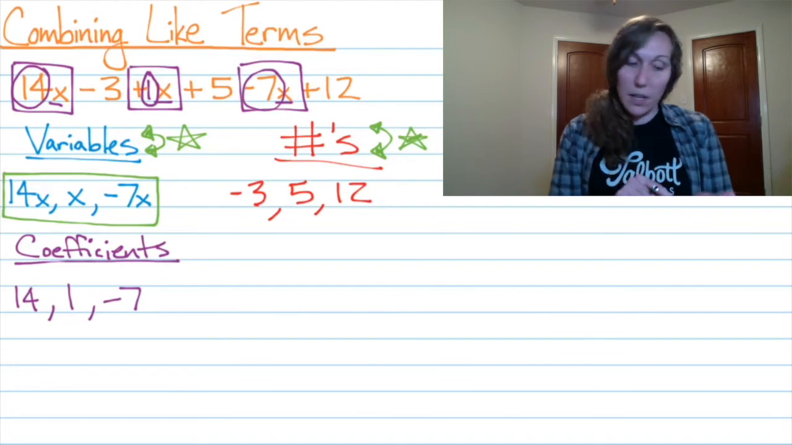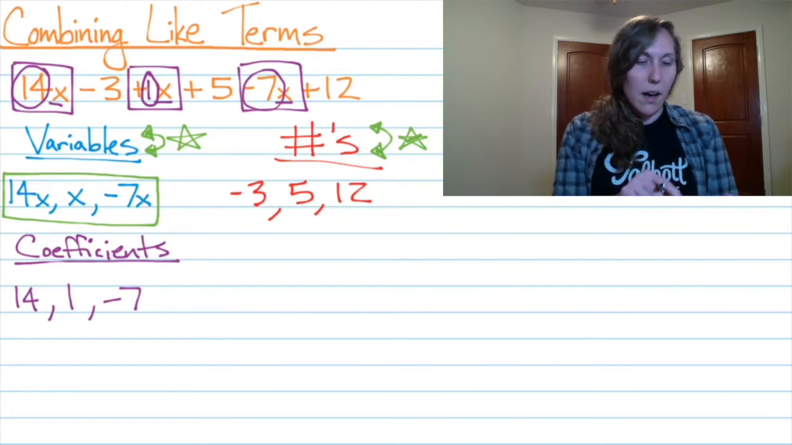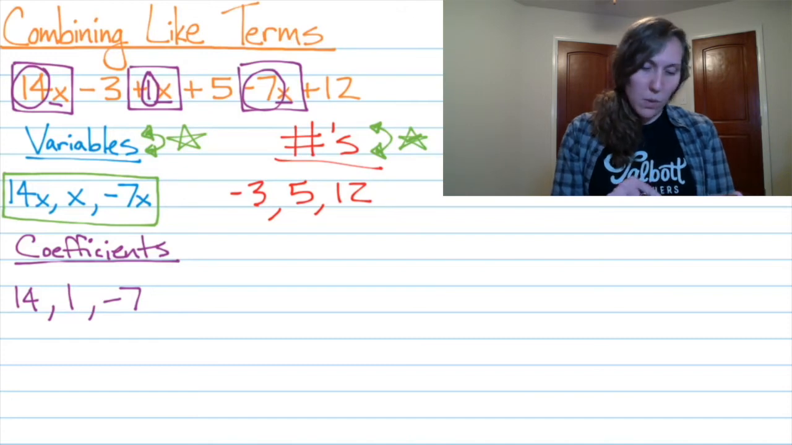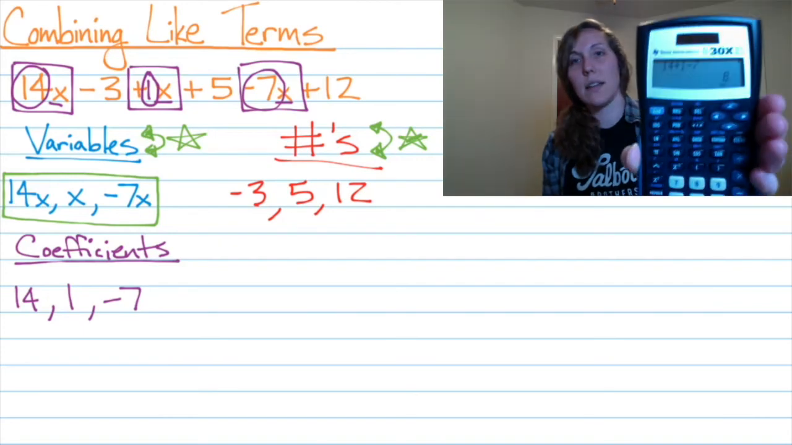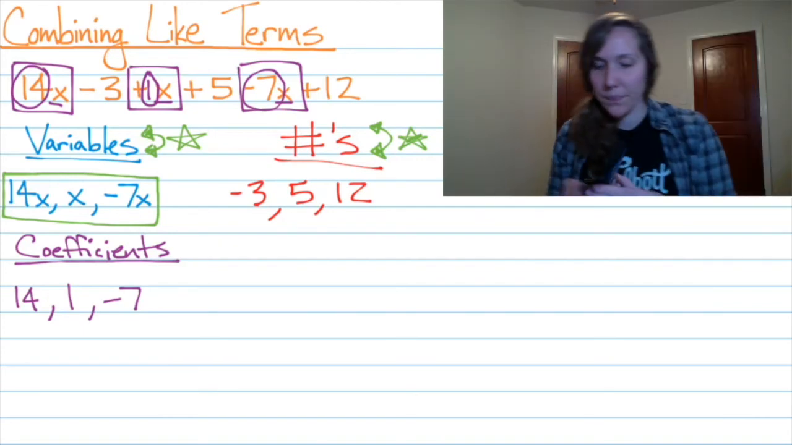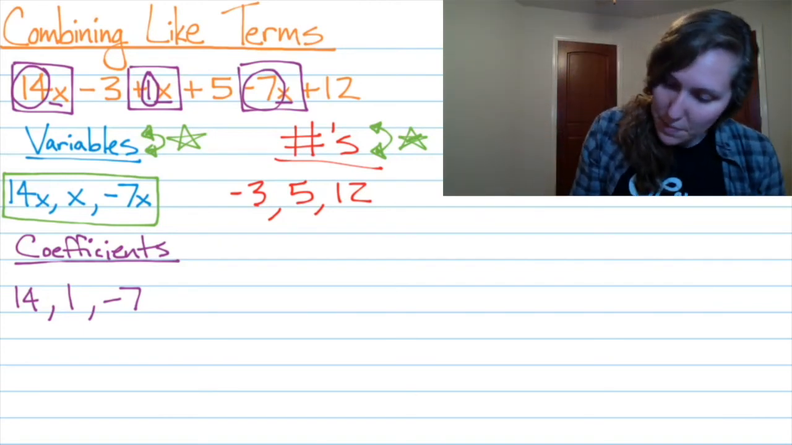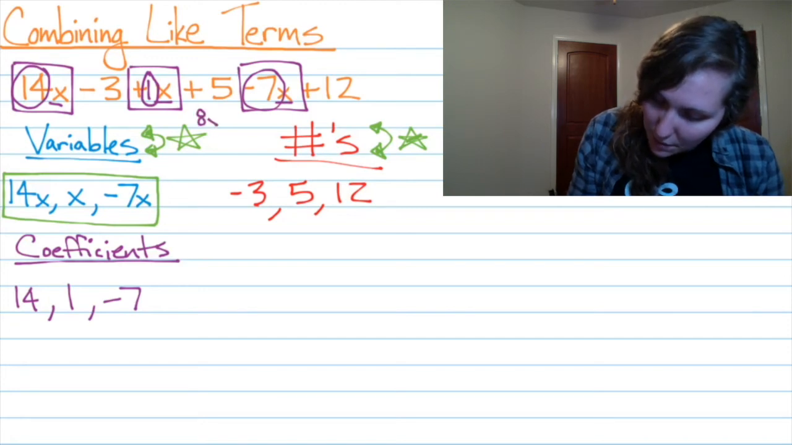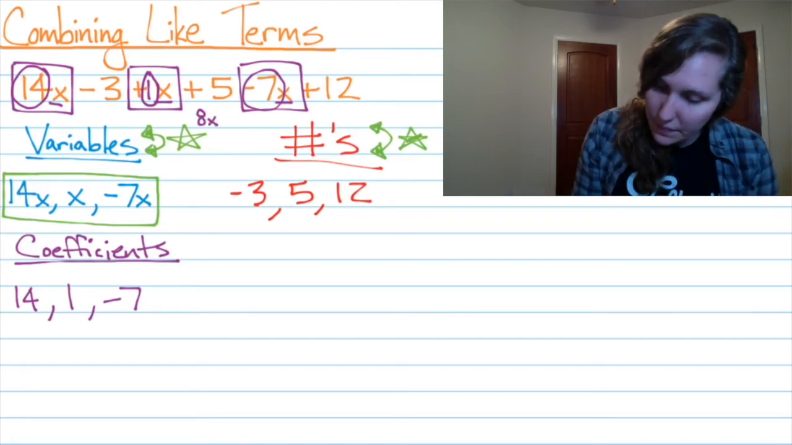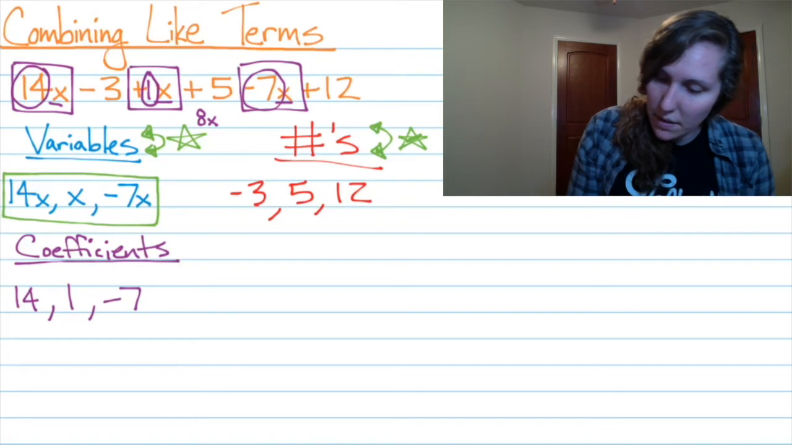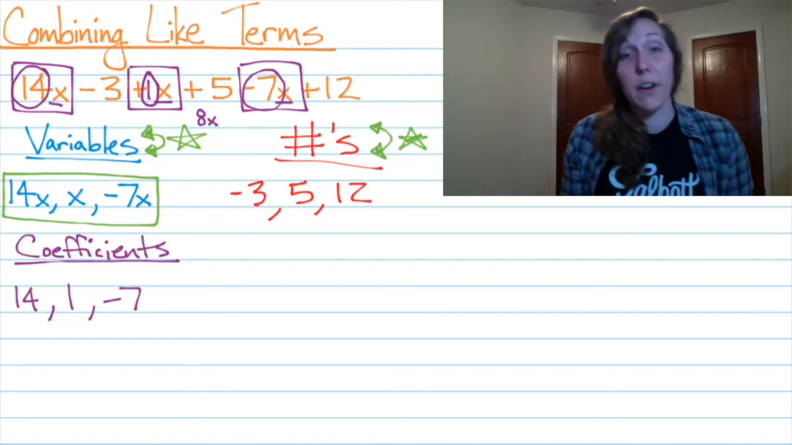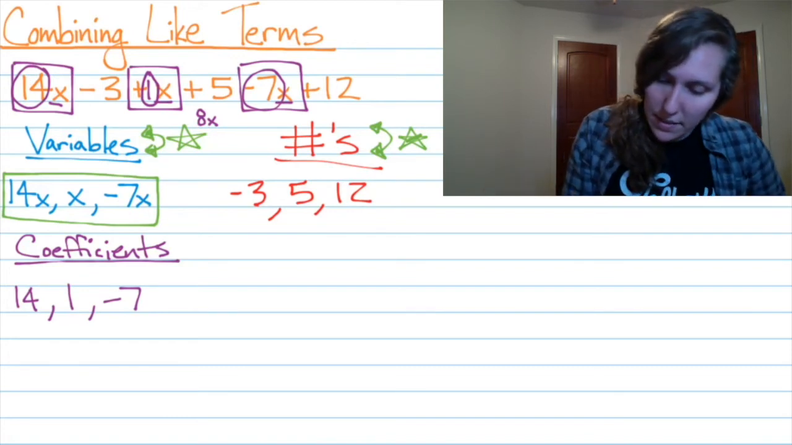And I'm just going to punch this in my calculator because I want it to be accurate. 14 plus 1 minus 7. And I get 8. So that gives me 8x. I'm just going to write it right here. And I don't have any other variable terms to combine, so that part's done.